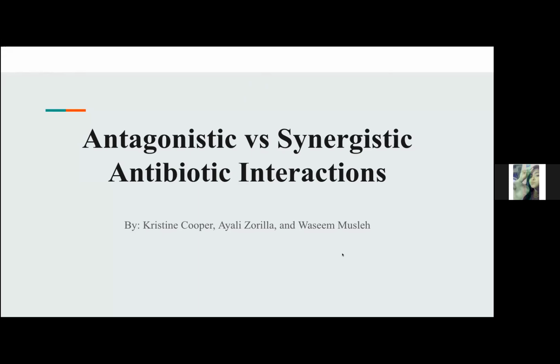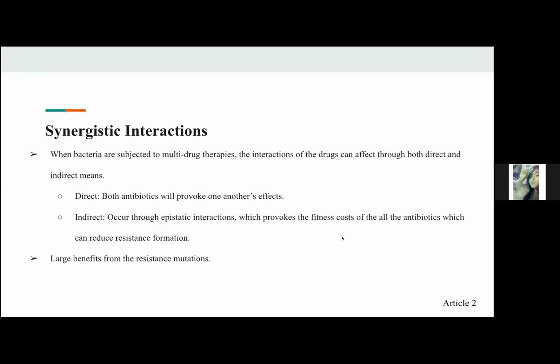We will be presenting on antagonistic versus synergistic antibiotic interaction. In synergistic interactions, bacteria can be subjected to the use of multiple antibiotics, where there are typically two different types of interactions that occur: direct and indirect interactions.